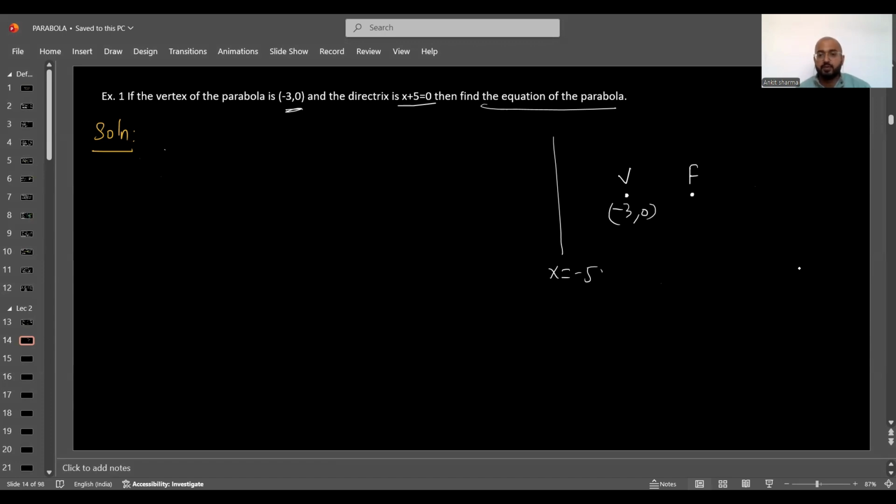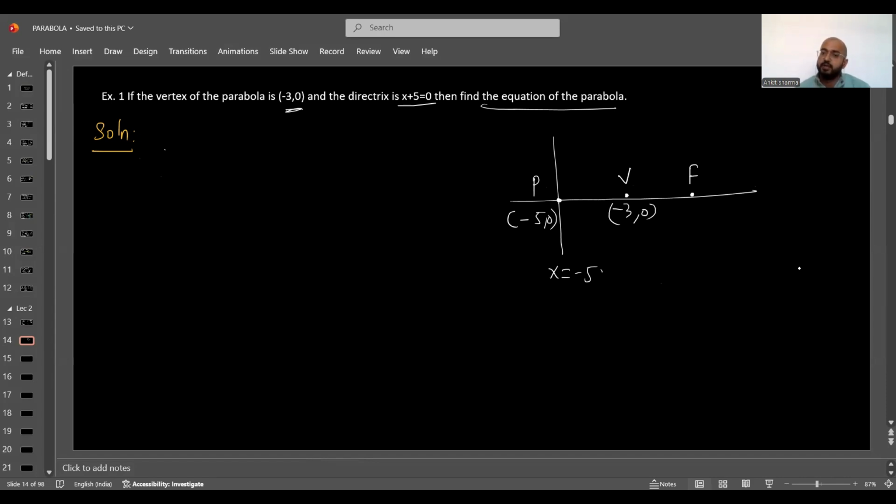Now if I just draw a line, I know that this is going to be on the same line, because vertex and focus must be on the same line. That's called the axis of the parabola. So I know what this point P, the perpendicular foot, is. This point is (-5, 0), because it is on the axis of the parabola and this is the line x = -5. So the directrix is hitting here at (-5, 0).